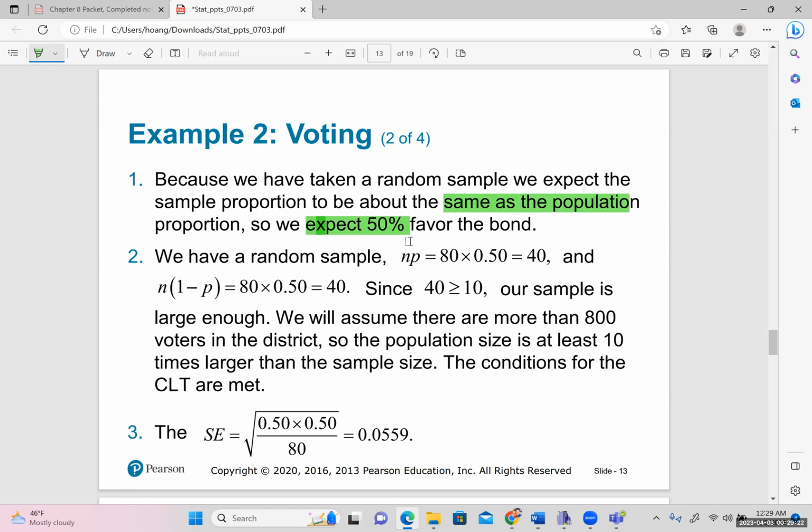Okay, and we have a random sample with 80 people. So you check n times p is 40, right? And 40 is greater than 10, so that's good. You can also check the other way, n times (1 minus p), so both are at least 10, so this is large enough. All right.